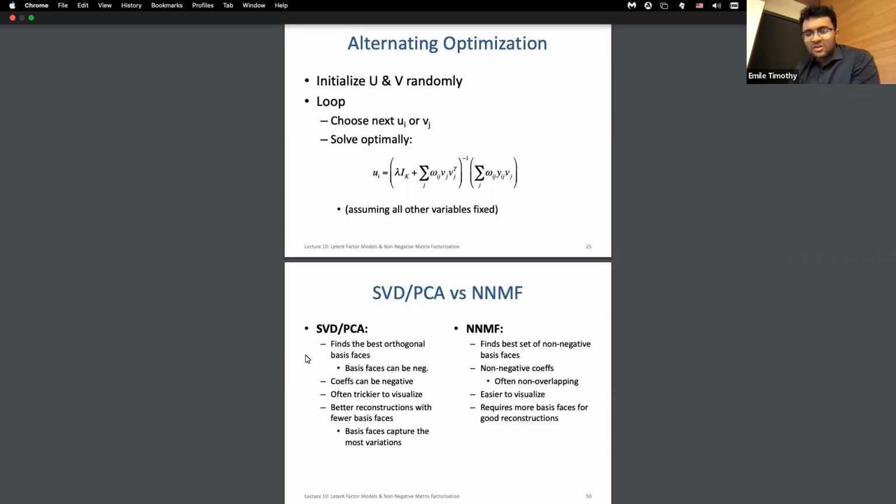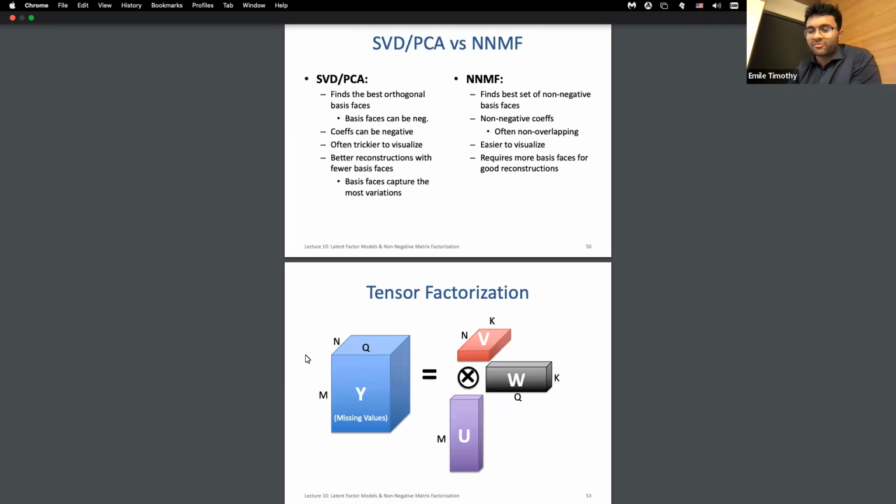And SVD or PCA, on the other hand, find the best orthogonal basis faces, and the coefficients are allowed to be negative, but sometimes this may not have a physical basis, especially if you're doing machine learning with chemistry. But PCA has a couple of benefits. You can create better reconstructions with fewer basis faces, and you can capture really an arbitrary amount of variation. And you can also quantify this variation.